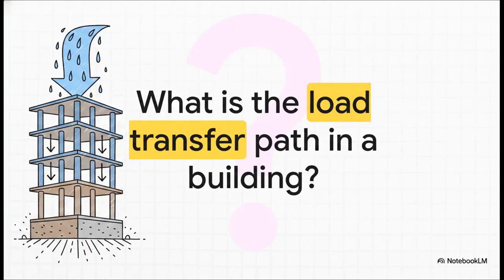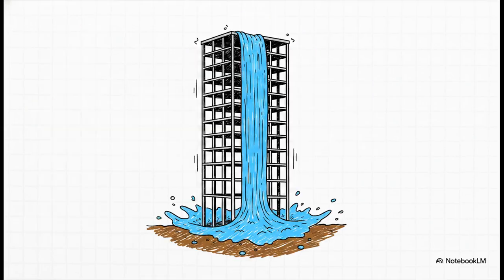So, what is the correct sequence of the structural load transfer path in a building? I'll give you a moment here to actively recall that waterfall analogy we just studied. All right, got it? The correct answer is slab to beam to column to foundation to soil. If you got that right, excellent work. You now possess the foundational blueprint of civil engineering.